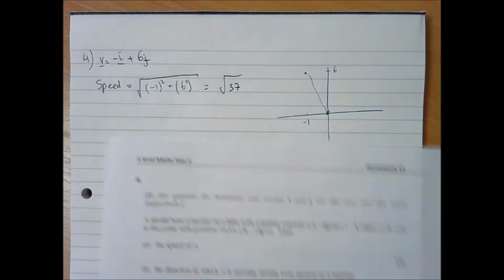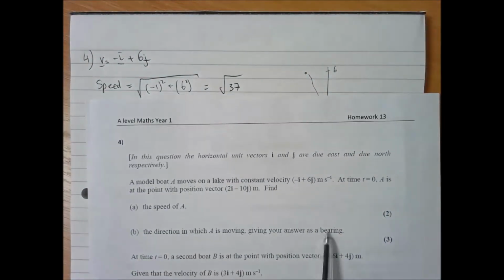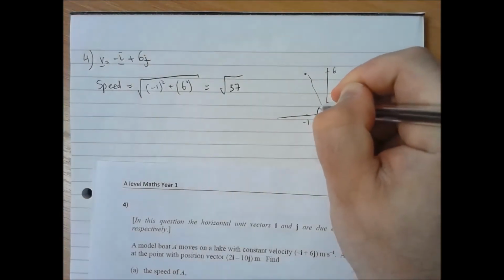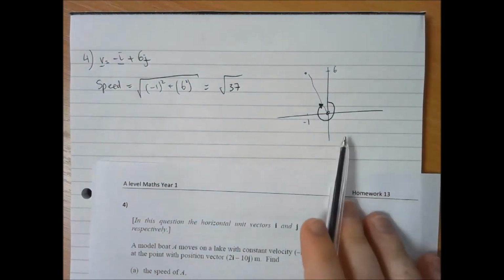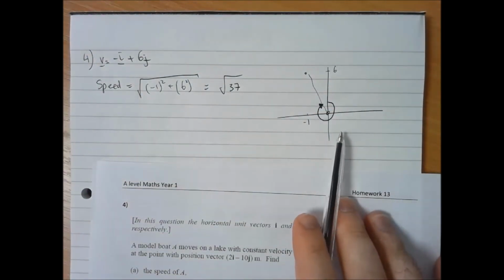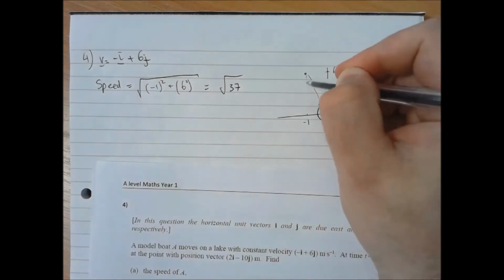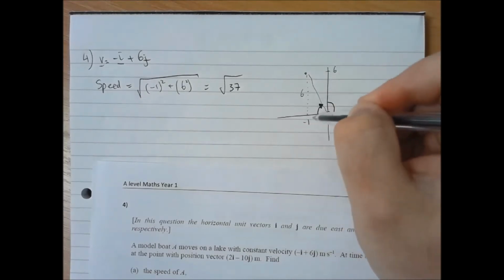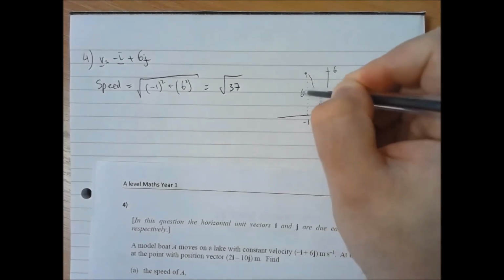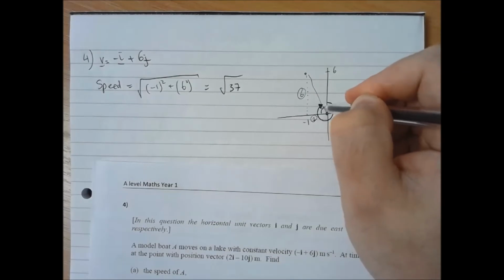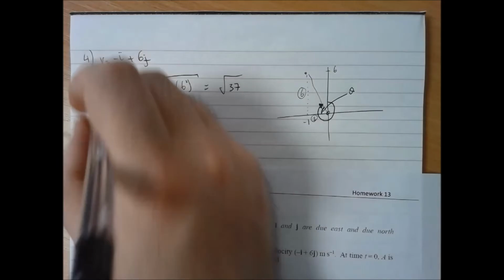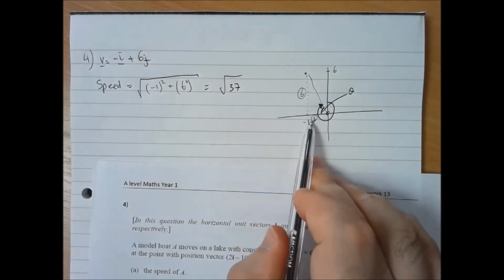So we're asked to find it as a bearing here. We actually need to find this angle all the way around to here, because that's how bearings are measured. They're measured clockwise every single time from north. So what we've got is essentially a triangle here. So this has got an opposite of 6 and an adjacent of 1, and this will give us this angle in here.